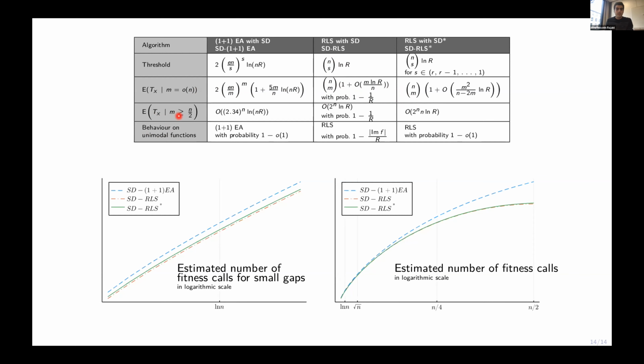And this row is the improvement time for a gap size larger than half, for example, the local optimum we have on the trap function. And finally, in this row, we can see the behavior of the algorithms on unimodal functions. The first one behaves like 1+1 EA with high probability, and the second and the third one behave like RLS with high probability on unimodal functions. Thank you for listening. If there's any question or suggestion, please let us know.